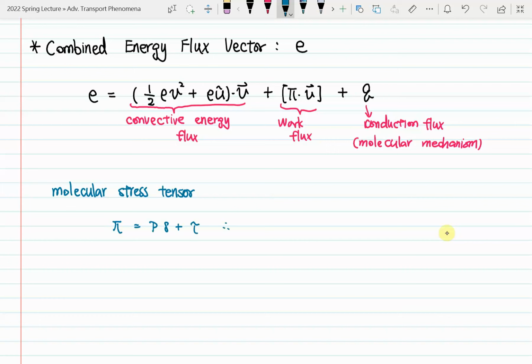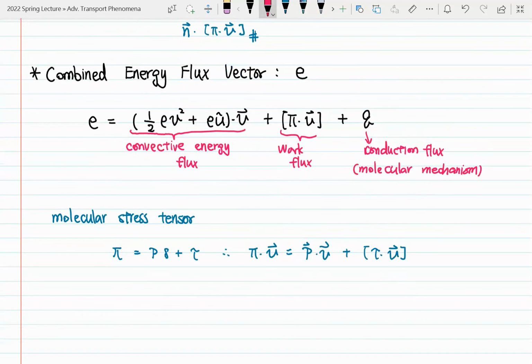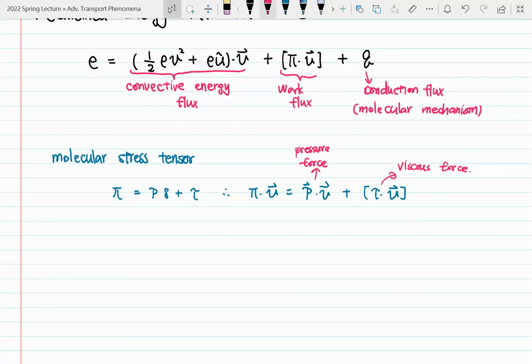Okay, so basically the work associated here, the work flux, can be divided into a pressure term and the shear stress term. So basically the first term here would be the pressure force, and the second term is the viscous force, because it's shear stress. Okay, so with this defined, we get to the following, right?